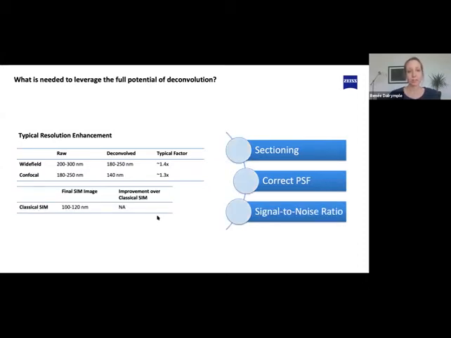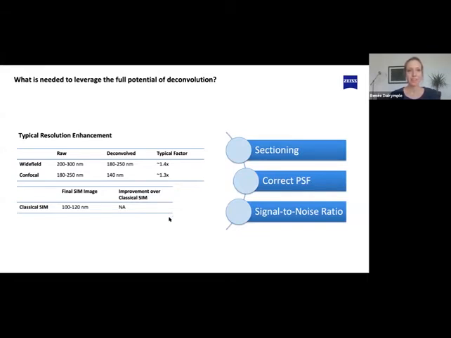Now, what about structured illumination microscopy? So in conventional SIM, as I mentioned earlier, the deconvolution step is part of the SIM reconstruction already. So if we combine all that together, we get a twofold improvement in resolution. So that's our 100 to 120 nanometer limit we're all familiar with. And this is because we do have sectioning, we can measure our PSF, and SIM provides pretty good signal to noise. It's based on a wide field technique.